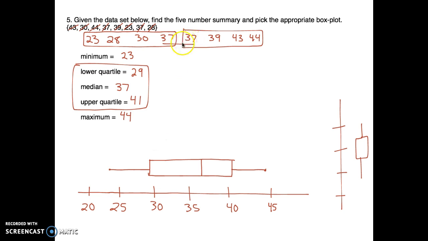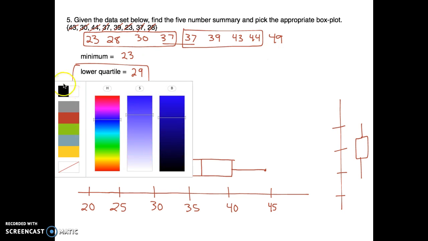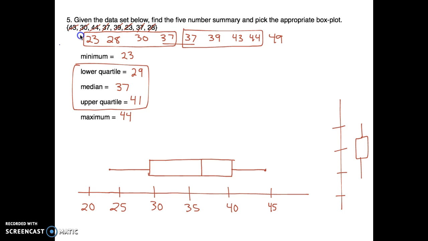So back to what I was saying with if you have an odd amount of numbers, let's say another number we had in this was 49. If we were doing the upper and lower quartile, we would take these numbers for your lower, these numbers for your upper, and you would just ignore that 37. It would not be included in the lower or the upper. So keep that in mind for sets that have an odd amount.